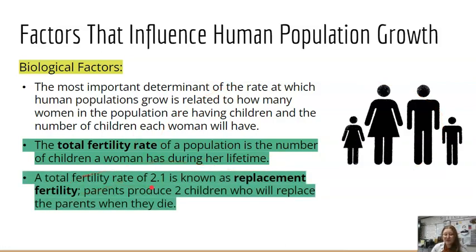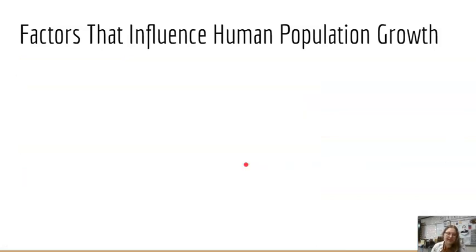A total fertility rate of 2.1, so on average, everyone is having about 2 children, and it's just slightly more than 2 children because not every child that a woman has will either make it to reproductive age or will have children, is known as replacement fertility. So we're just replacing the parents who had the 2 children. That would lead to zero population growth.